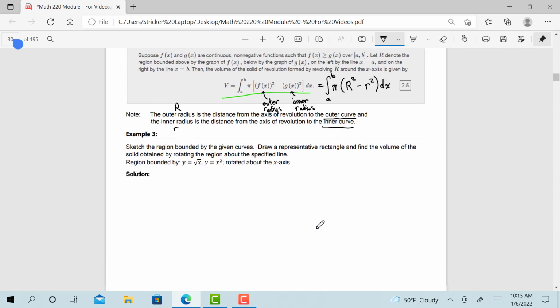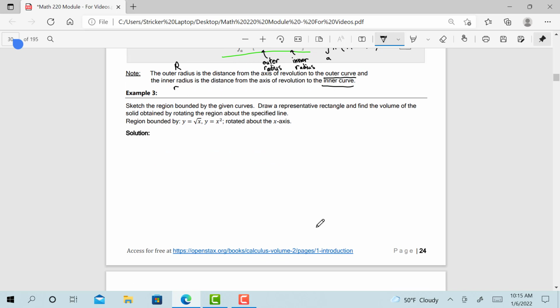Okay, so let's sketch the region here for example 3. It says, sketch the region bounded by the given curves. Draw a representative rectangle to find the volume of the solid obtained by rotating the region about the specified line. The region is bounded by y equals square root x and y equals x squared, and we're rotating about the x-axis. All right, so let's draw this in here.